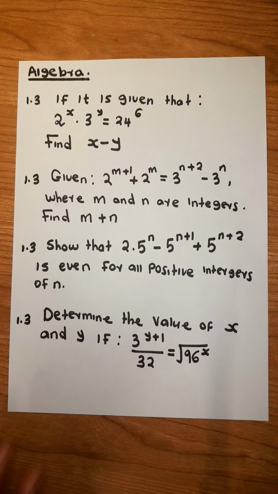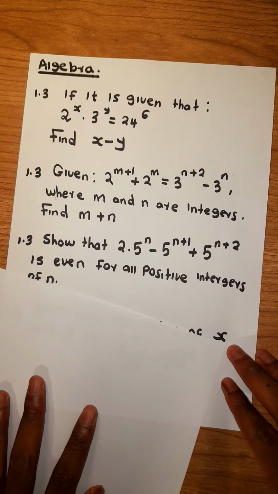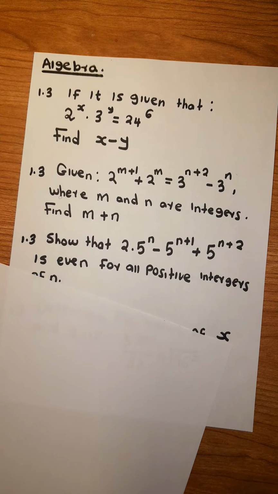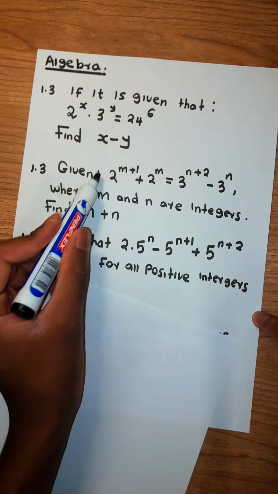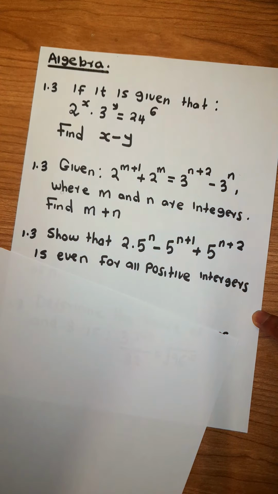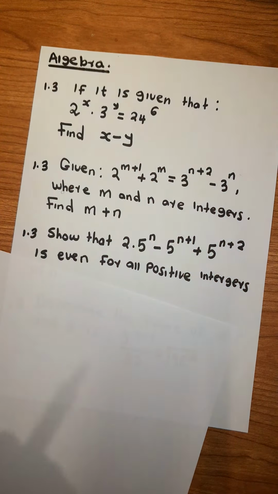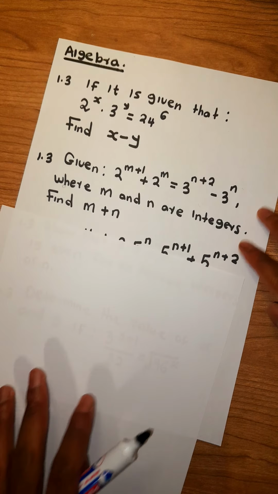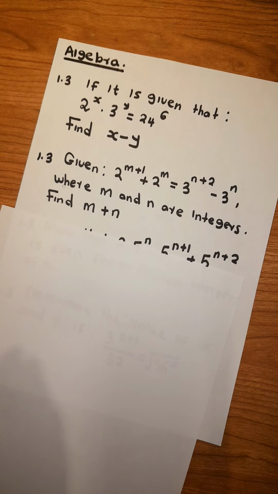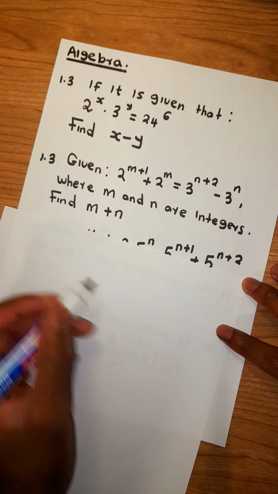Now let's do these 1.3 problems. I want to show you that there's nothing challenging in these questions. People are just overhyping them. Now the first question says we need to find x minus y. If it is given that 2 to the power x times 3 to the power y equals 24 to the power 6, well, let's start like this.